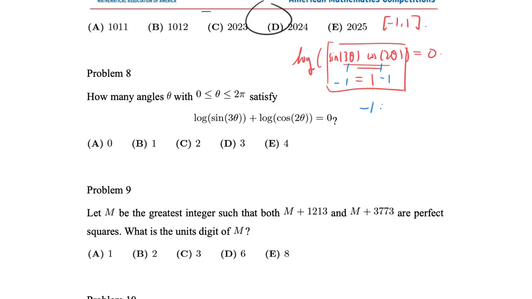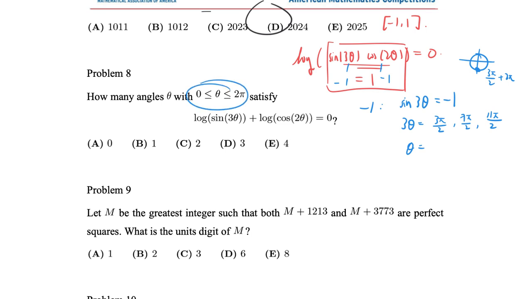So if they're both -1, sine 3 theta is equal to -1 implies that 3 theta is, well, if you draw the unit circle, it has to be here. So this is 3 pi over 2 plus 2k pi. So this would have to be 3 pi over 2, 7 pi over 2, and 11 pi over 2. And if you do more, you'll go out of this range. So theta here is equal to pi over 2, 7 pi over 6, or 11 pi over 6.